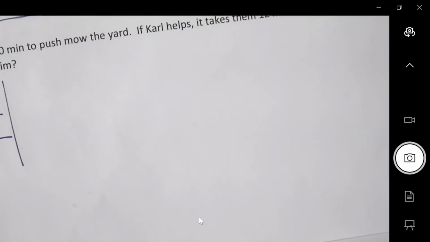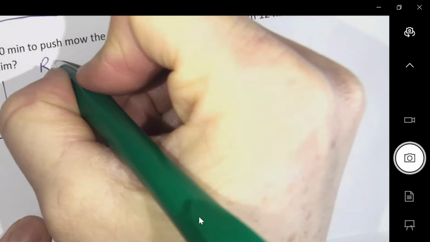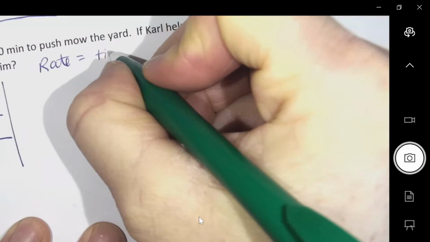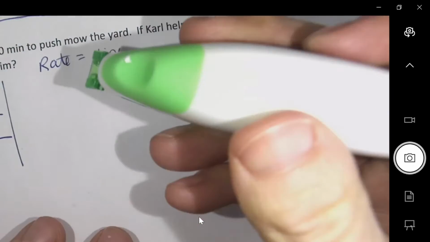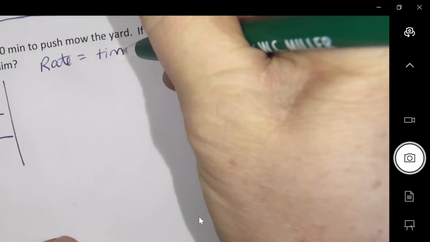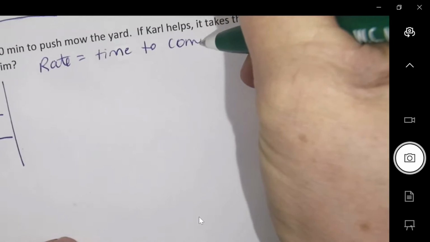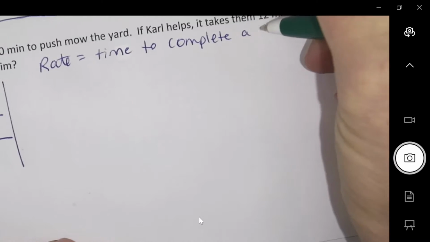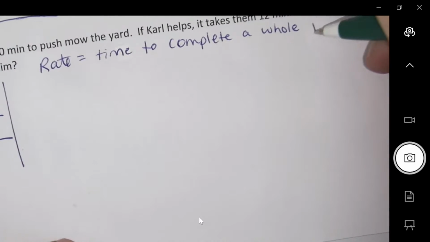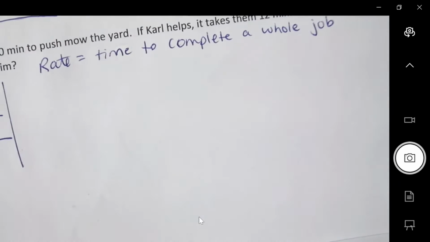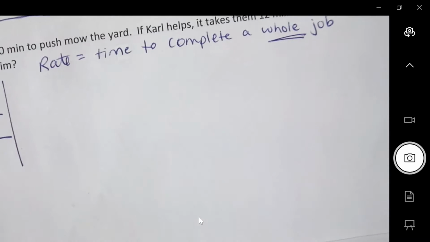Okay, so here's the definition of rate. Let's actually probably write this down. The rate is time to complete a whole job. However long it takes you to do a whole job, that's the rate it takes you to work.